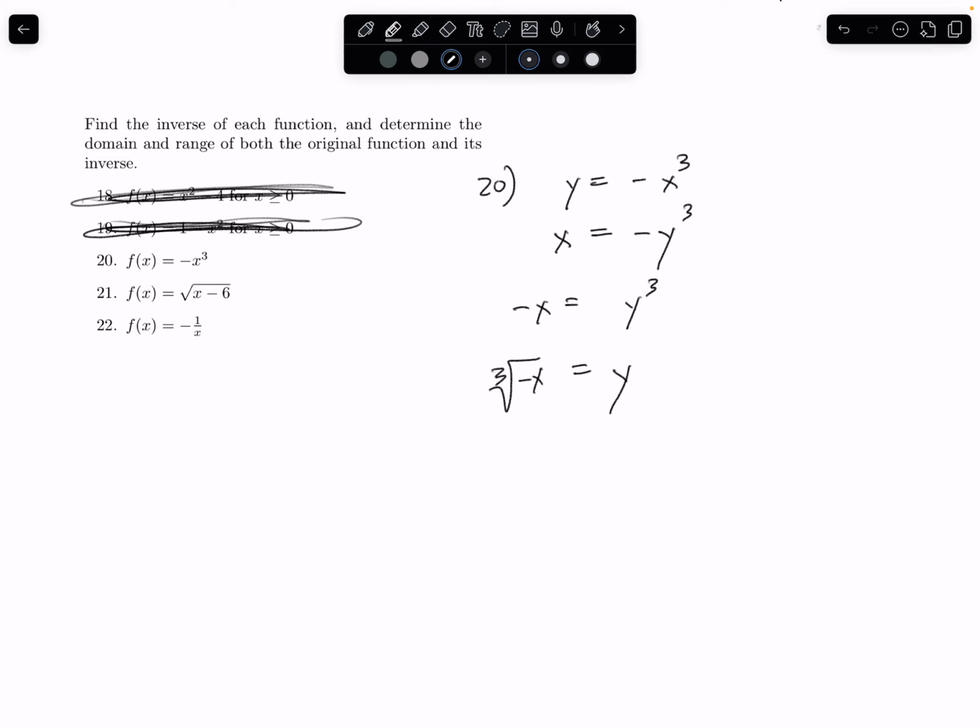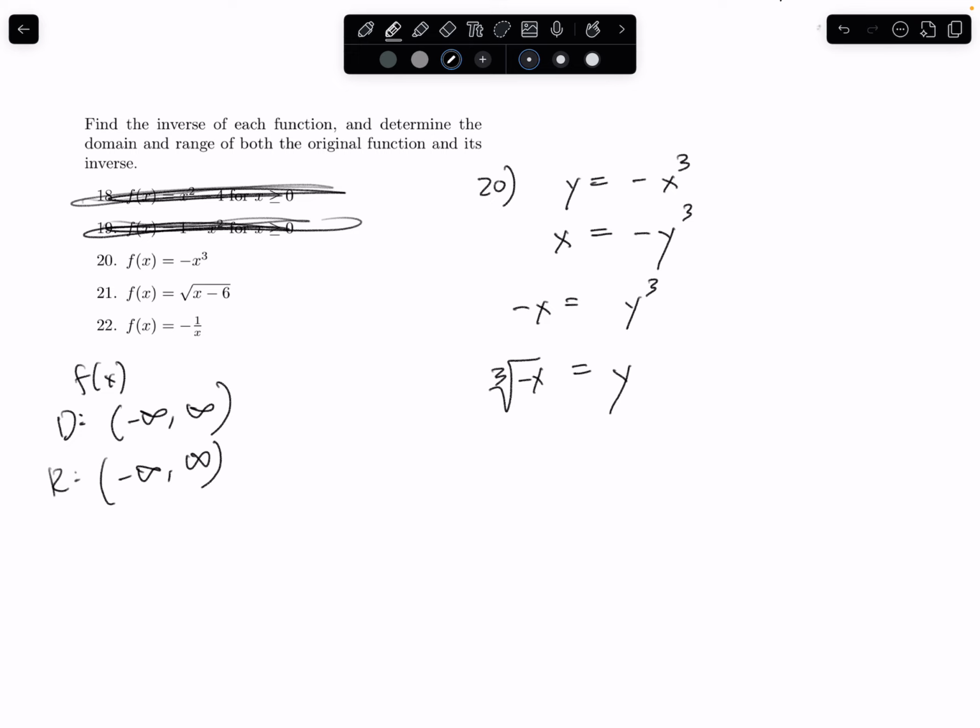Okay, looking at this, there's no restrictions on the domain here, right? So if I look at f of x, its domain is everything. What about the range? Well, I could get everything again, because x cubed was like this, and negative x cubed would be like this instead. So yeah, I get everything. Negative infinity to positive infinity.